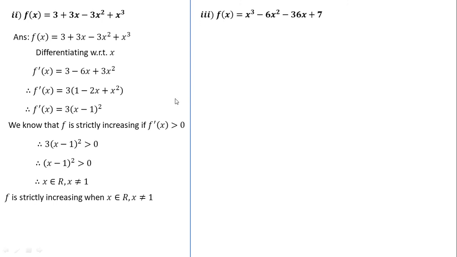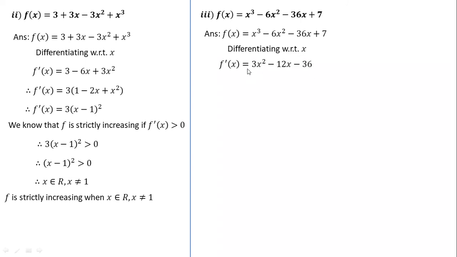Now let us take third example. If the function is given f of x is equal to x cube minus 6x square minus 36x plus 7. So differentiate this with respect to x. We get f dash x is equal to 3x square minus 12x minus 36. Now let us solve this quadratic equation. 3 is common and in bracket x square minus 4x minus 12. So there are two linear factors of this quadratic equation. We get 3 into bracket x minus 6 into x plus 2.